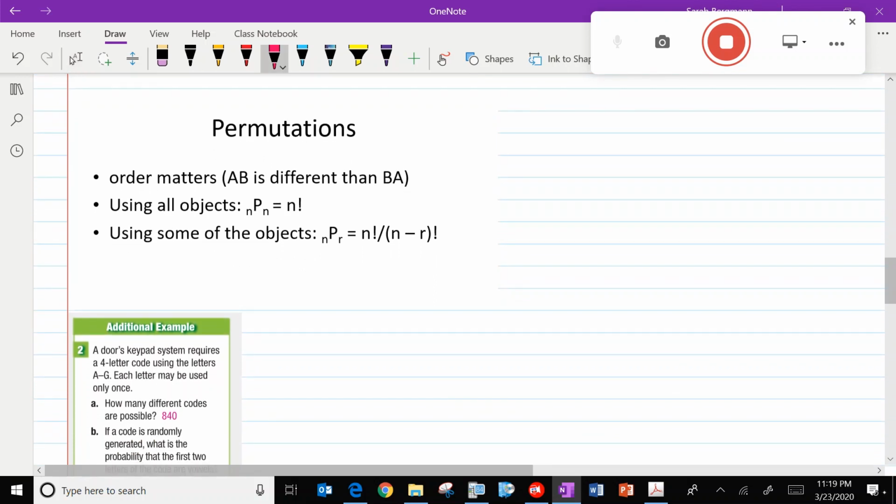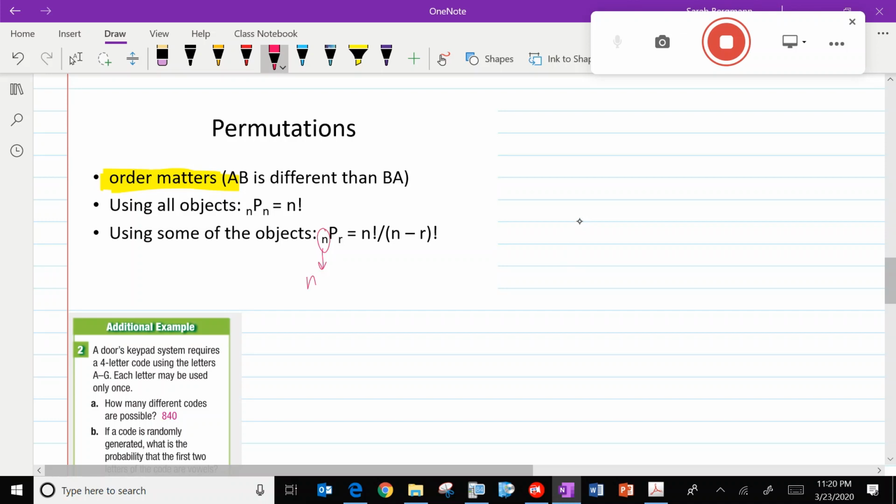So for a permutation, this is when order matters. So basically this means like if you're putting something in order, so like a security code or the pin on your phone or putting up a batting order, this is when order matters. So there are 2 different formulas. If you're using all of your objects, you'll do nPn. If you're only using some of the objects, you'll do nPr.